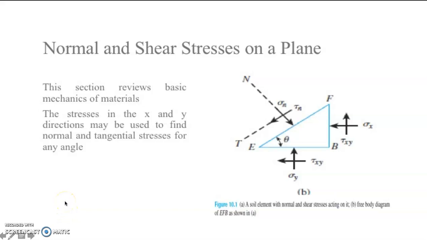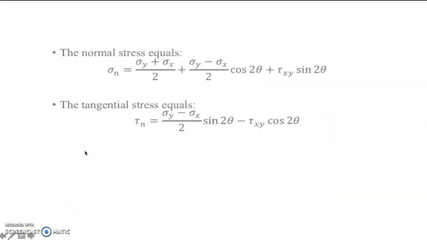So basically, you have the stresses in the x and y direction that are used to find the normal and tangential stresses for any angle. So you have here our stresses in the x and of course in the y direction. This can be used to identify our normal stress. The stresses in the x and y direction can be used to solve for the normal and tangential stresses for a given angle. So, based on our discussion before, we have learned that normal stress would be equal to this equation and our tangential stress equal to this equation.